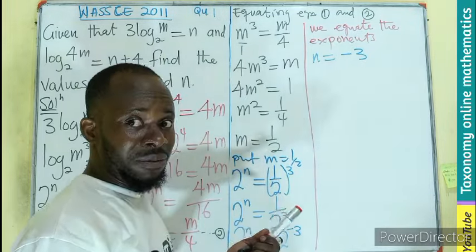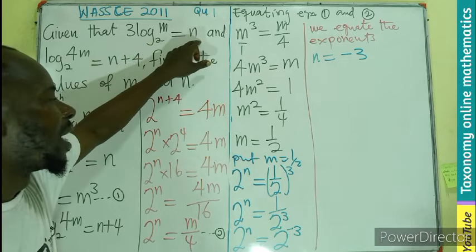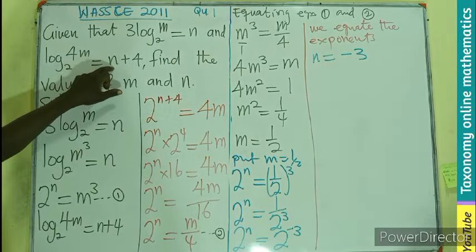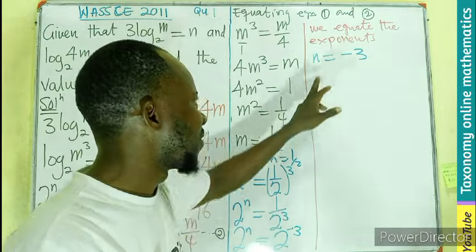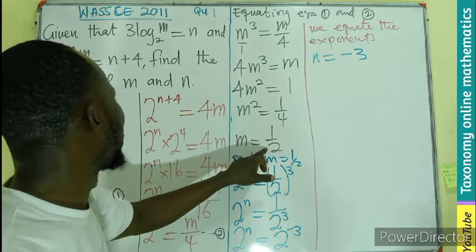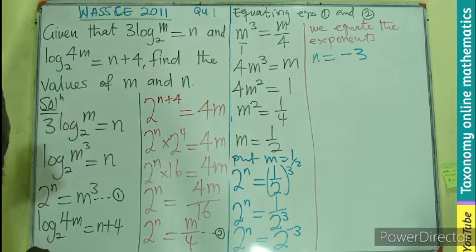Can n be negative? Let's find out from the logarithm. The argument can't be negative, but n is not the argument; 2 exponent a negative number will give us a fraction. And n is also at the other side. So n can be negative. So we have our n to be negative 3. Then we have our m to be a half. So that's the value we are looking for, for both m and n.